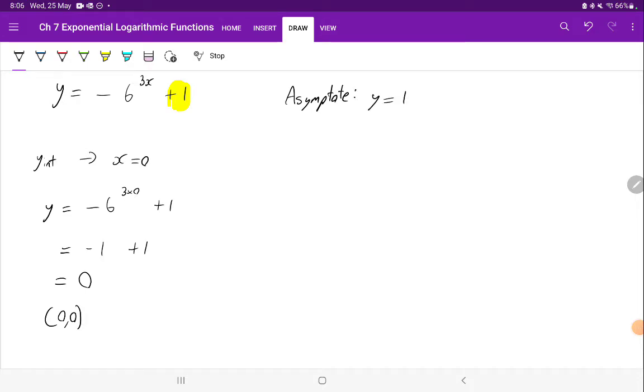And now we can sketch. And you can see there is a negative there, so we do have to be careful because it has been reflected, and we just have to have a think about what sort of reflection it's been. So the asymptote is at 1, and the y-intercept is at (0, 0). And we've got y equals 1. Alrighty, so there's our two pieces of information we've worked out so far.